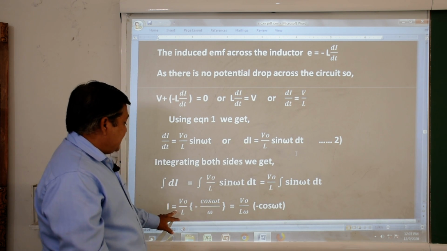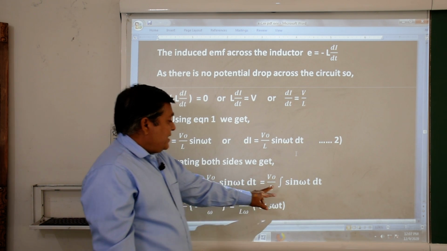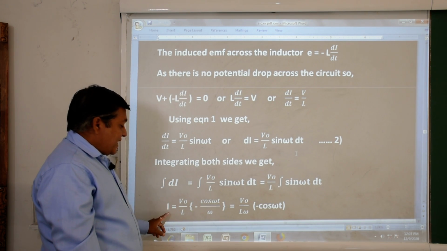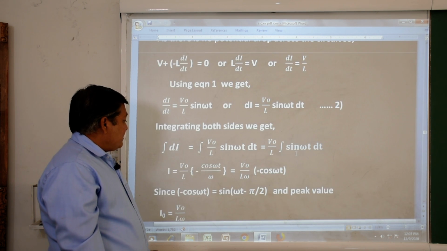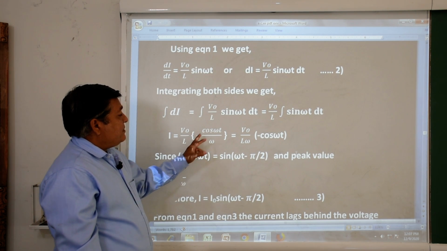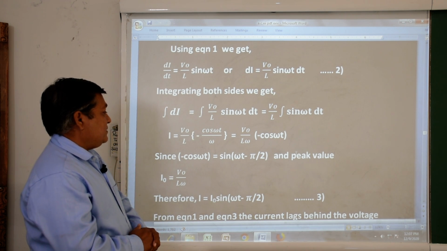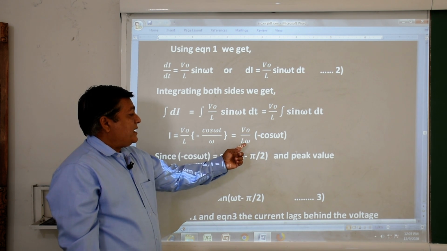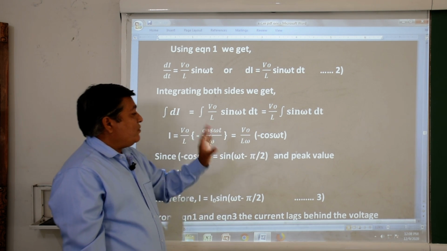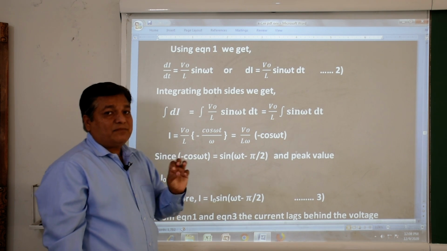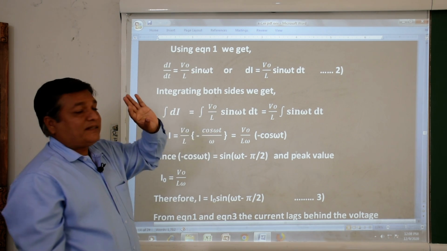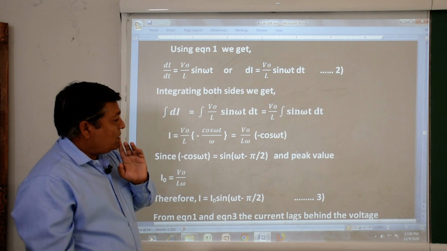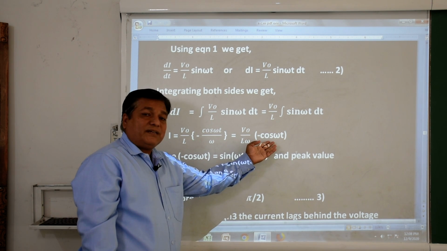So, V naught upon L is taken out here outside, and the integration of sin omega t dt. Integration of di will give us I, that is current, and we get V naught upon L in bracket minus cos omega t upon omega. If we take this omega out, we get V naught upon L omega times minus cos omega t. If we want to write this cos in terms of sin, because earlier in case of voltage we got V is equal to V naught sin omega t, here also we want to convert this cos in terms of sin.